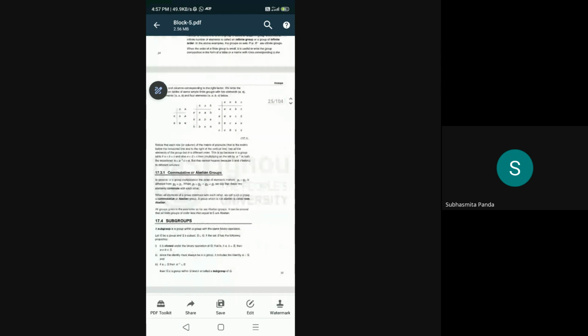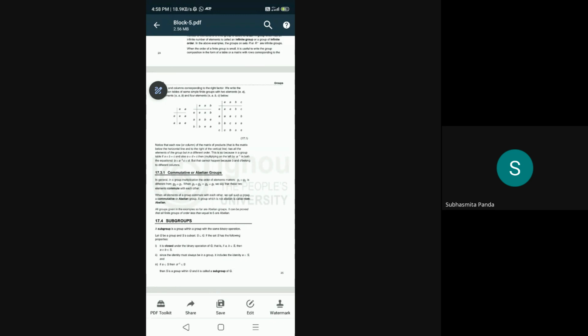Similarly, commutative or abelian groups. In general, in a group multiplication, the order of elements matters, and these two elements commute with each other. When all elements of a group commute with each other, we call such a group a commutative or abelian group. And a group which is not abelian is called a non-abelian group.